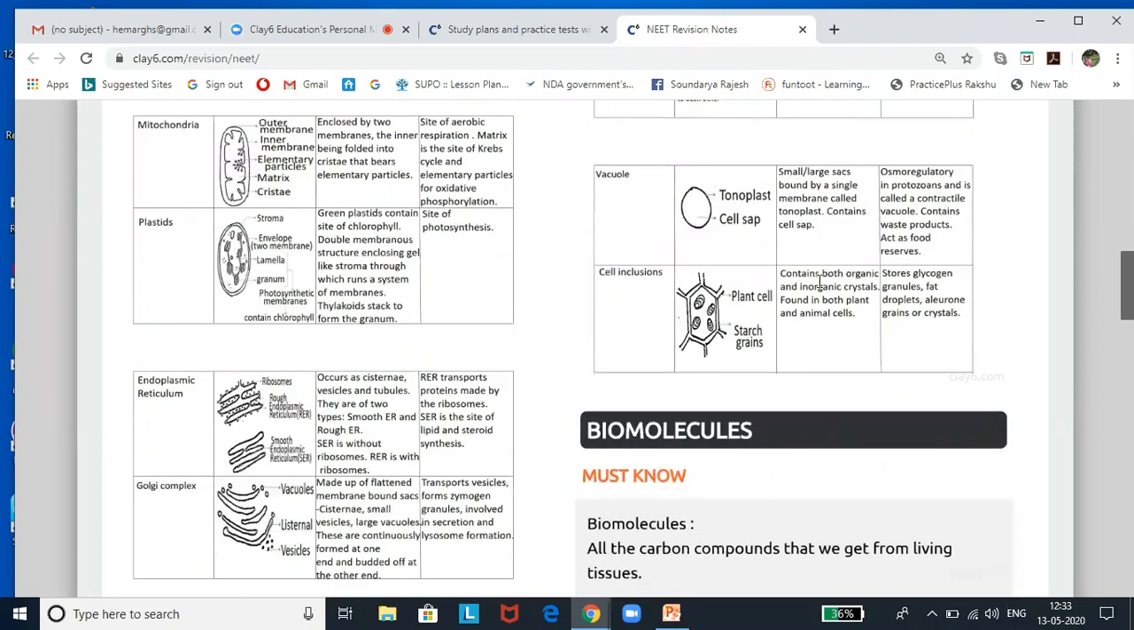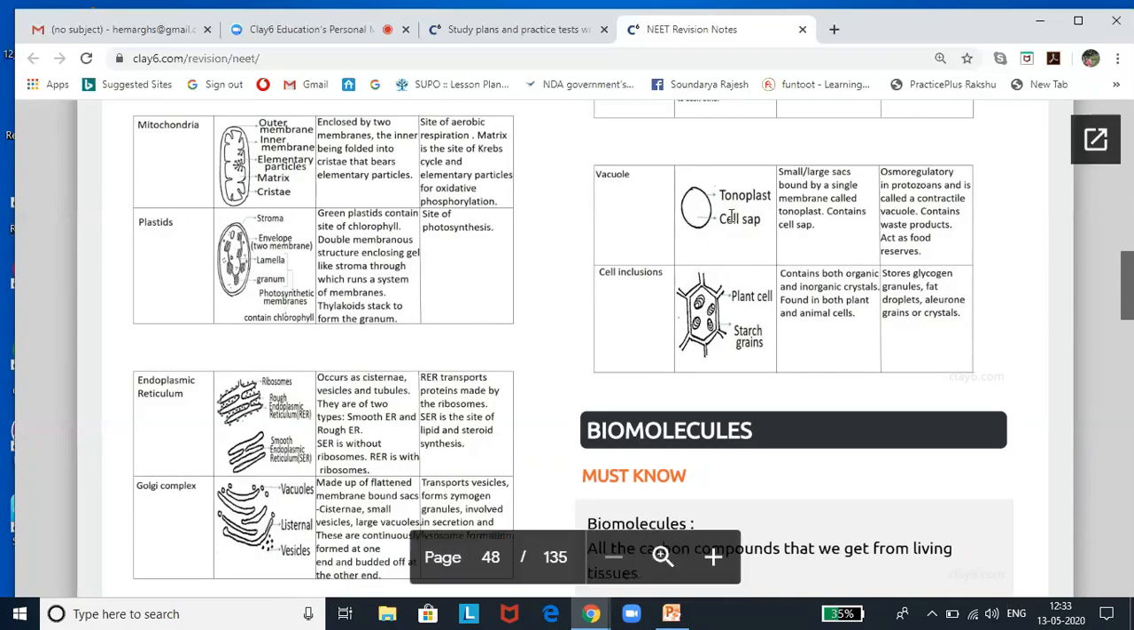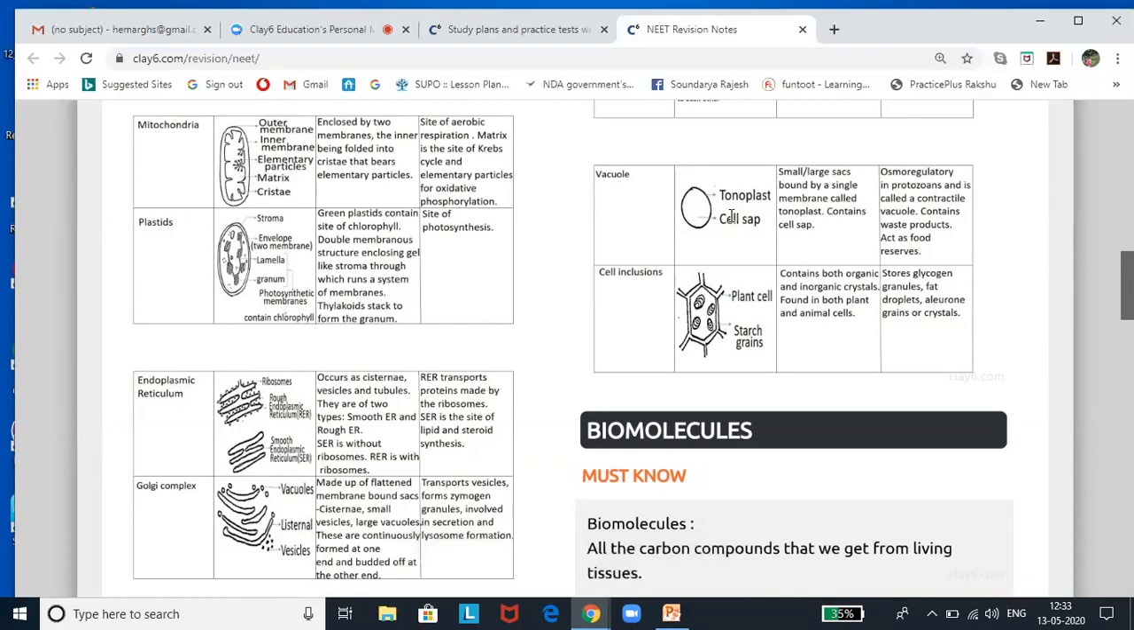Vacuoles are membrane-bound spaces found in the cytoplasm. They contain water, sap, excretory products, and other materials not useful to the cell. The vacuole is bound by a single membrane called the tonoplast. In plant cells, vacuoles occupy nearly 90% of the cell volume.